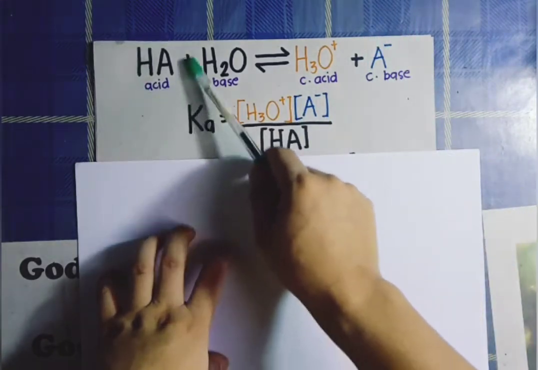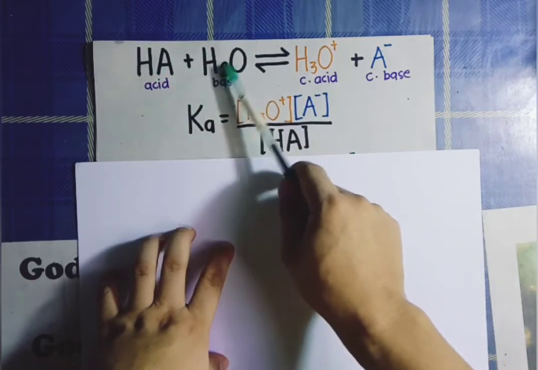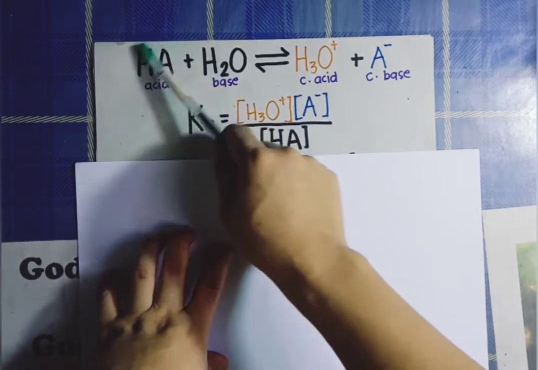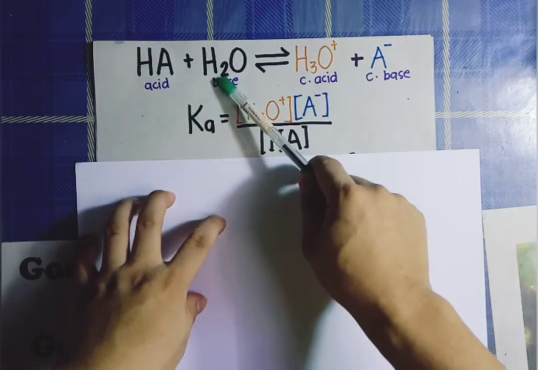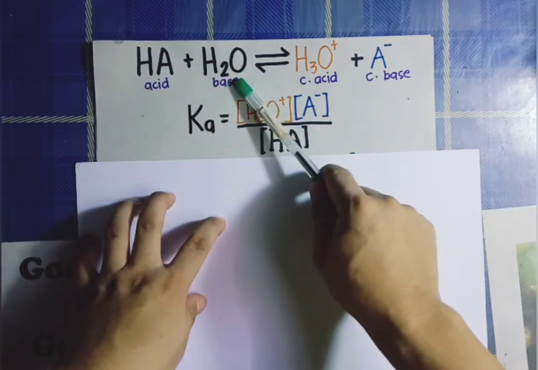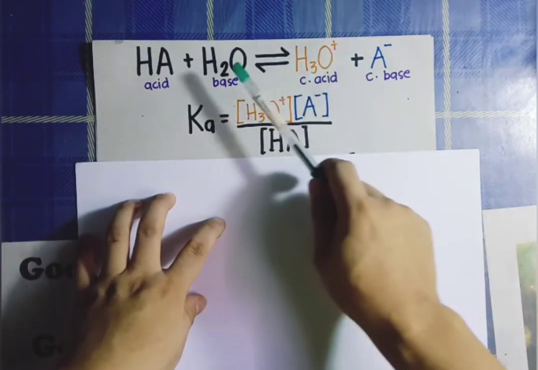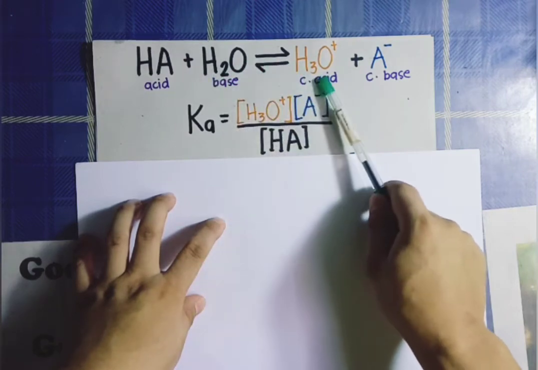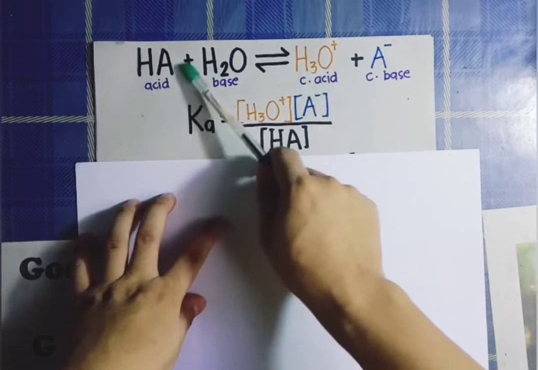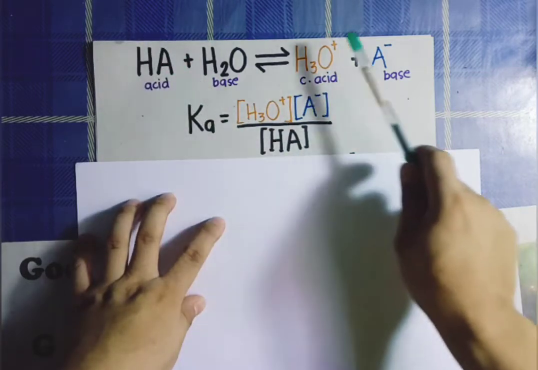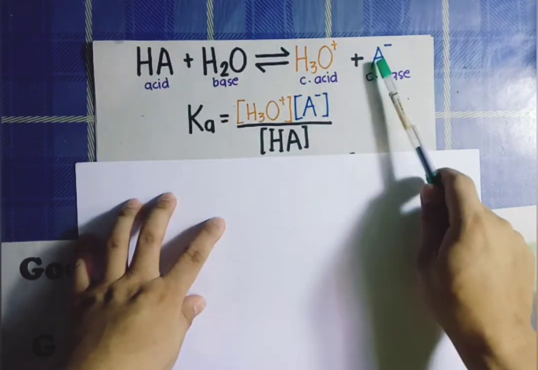Here, our hypothetical acid, HA, is dissolved in water, H2O. Now, between these two, water will act as a base and HA will act as an acid. As an acid, this HA will donate hydrogen to water molecule, and this water molecule will now turn to H3O+ or hydronium ion. Our base here is water, and its conjugate acid is hydronium ion. On the other hand, after its donation of hydrogen, this HA will now turn into a negative ion. Our acid is HA, and its conjugate base is A-.